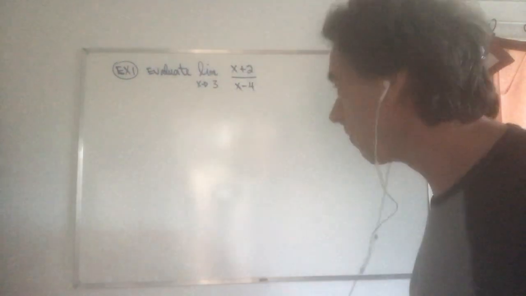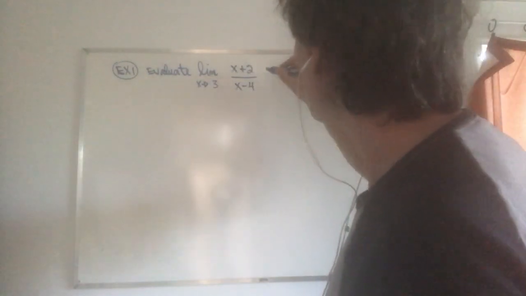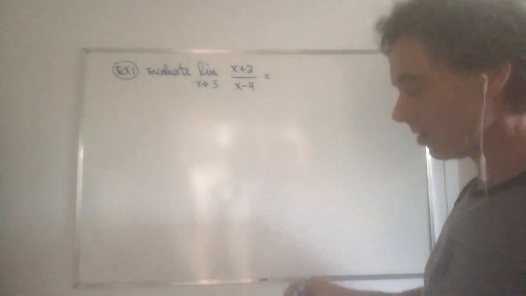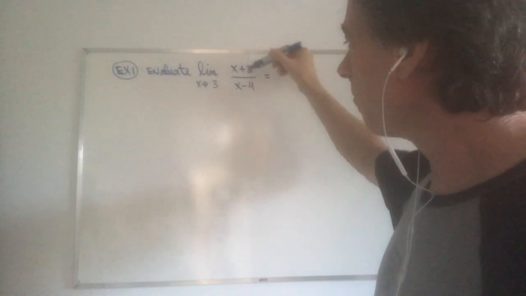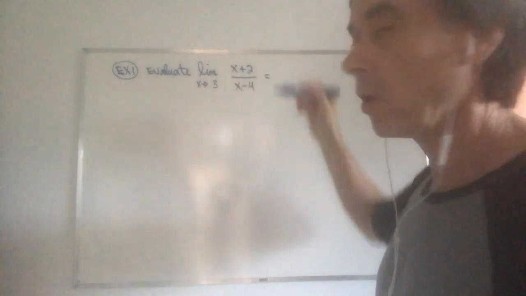So example 1, let us evaluate the limit as x approaches 3 of (x plus 2) over (x minus 4). Right? So let's think about the rules we have just seen and think about which one would apply. This is an f over a g, so this is the limit of a quotient.